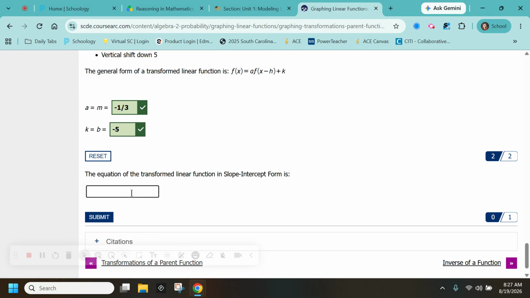And then writing the equation of the transformed linear function in slope-intercept form, that is your y equals mx plus b. So I'm going to start with y equals. M is the negative 1/3 x plus b, which is just negative 5, or minus 5.